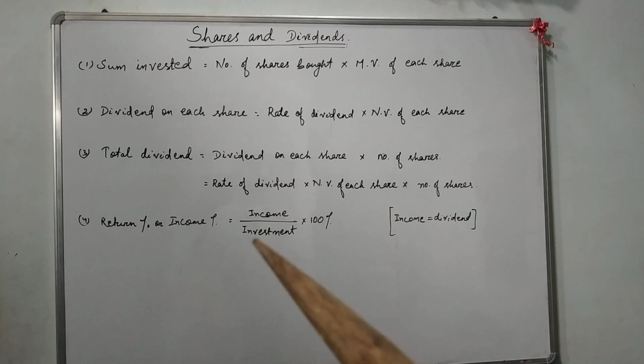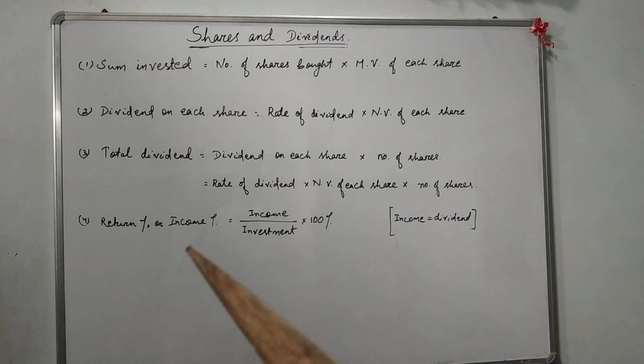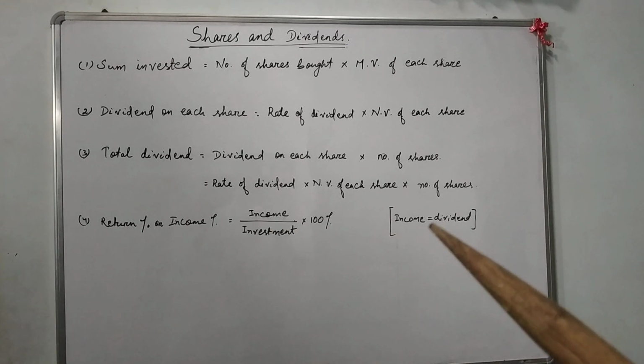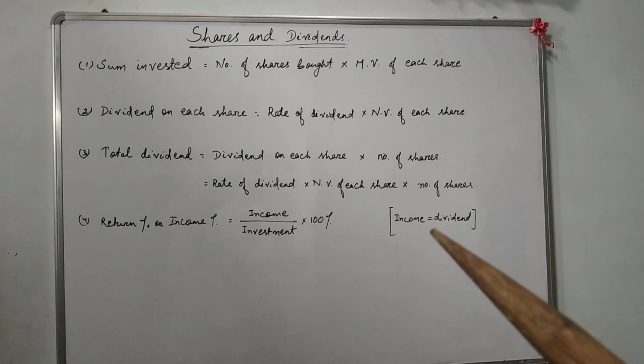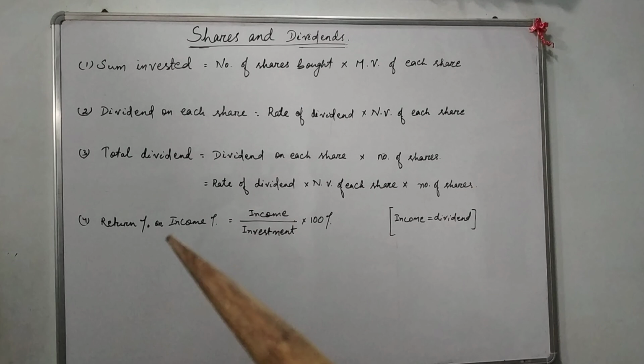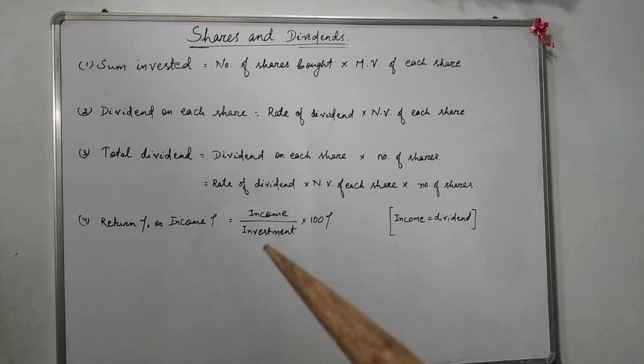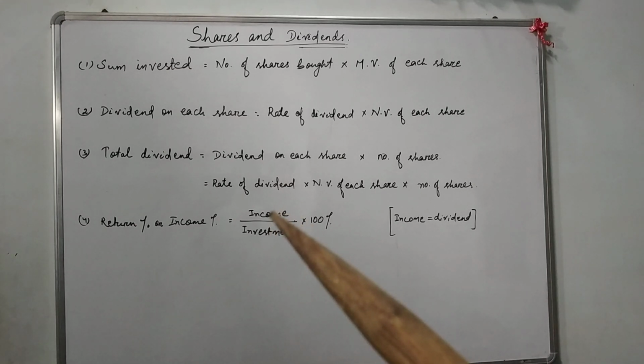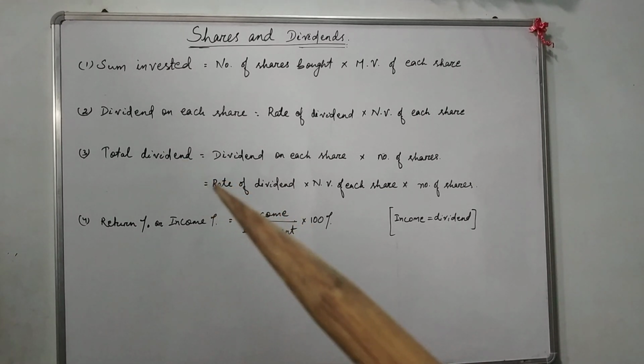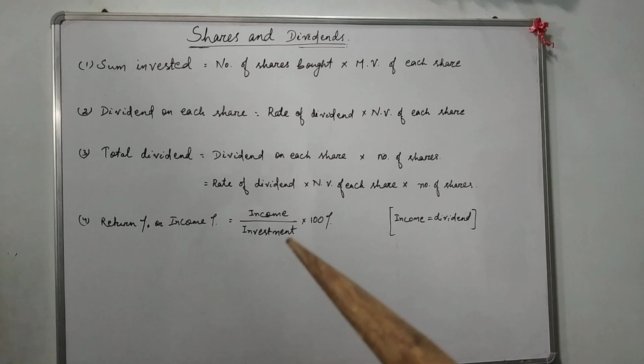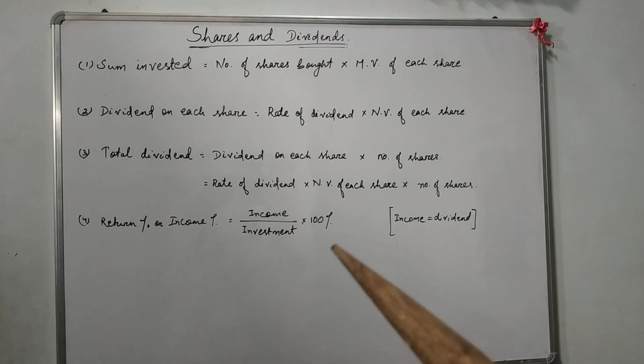Then the fourth one, return percent or income percent. Income is also known as dividend. So here we will be finding income percent. Income percent will be total income by investment. Total income or the total dividend which we will get, divided by total investment, into 100%.